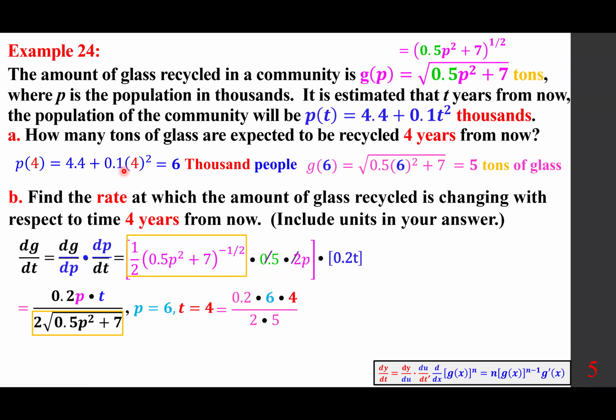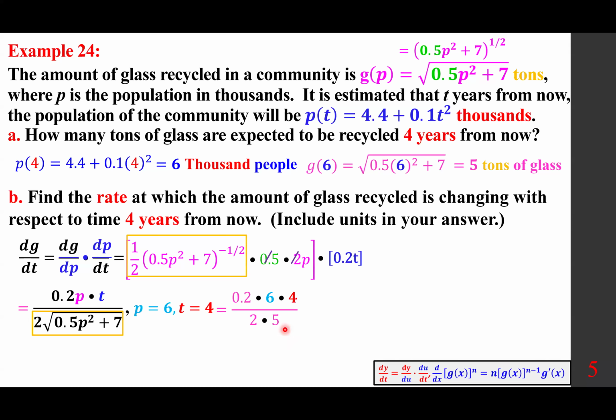When we plug in, the top becomes 0.2 times 6 times 4. But look at the bottom. Square root of 0.5 p squared plus 7. That's exactly what it is. Square root of 0.5 p squared plus 7. When p is 6, we know it's 5. So I really don't have to do the work. I just use the fact that I got 5 here.